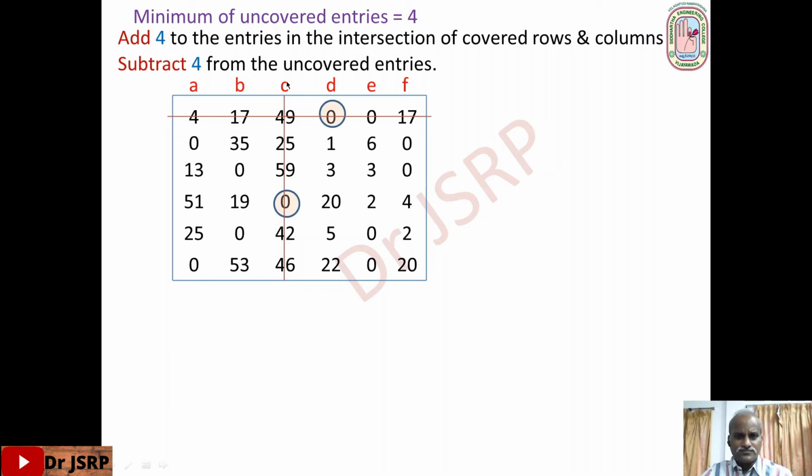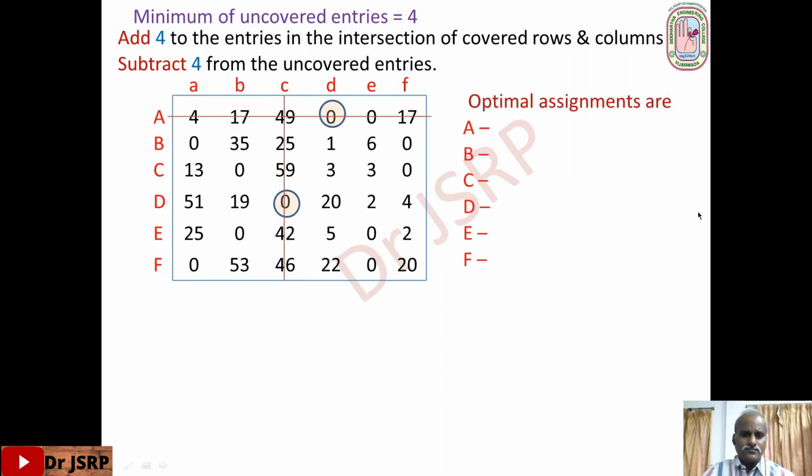How do you write multiple optimal assignments? Take this data. These are persons. These are jobs. Okay. So optimal assignments are, right. So here we have made only 2 assignments. That is A to small d and D to small c. So these two are fixed. A to small d, D to small c, fixed. These two assignments are fixed. We have to make another 4 assignments. Okay. So we observe the possibilities.